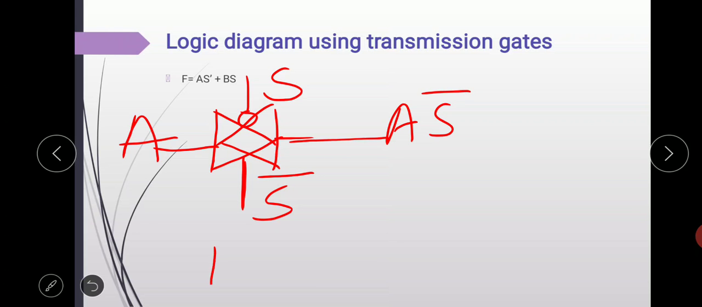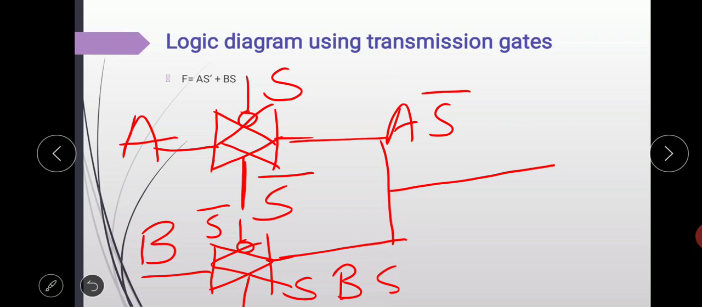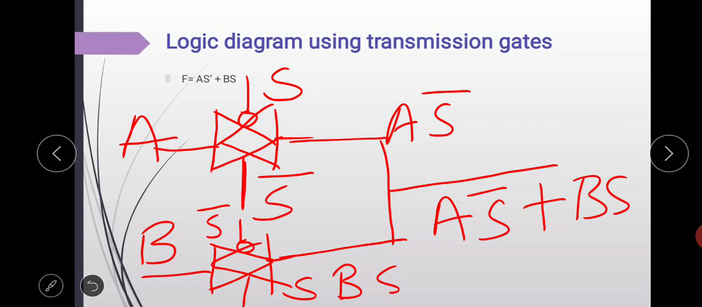Like this, again we draw another transmission gate. Here at the input we give B and S is given to the NMOS. So here S bar is given to the PMOS. So at the output we get B S. So we just simply combine this. So at the output we get A S bar plus B S. Like this, for any equation given to you, you can easily draw the diagram using transmission gates.